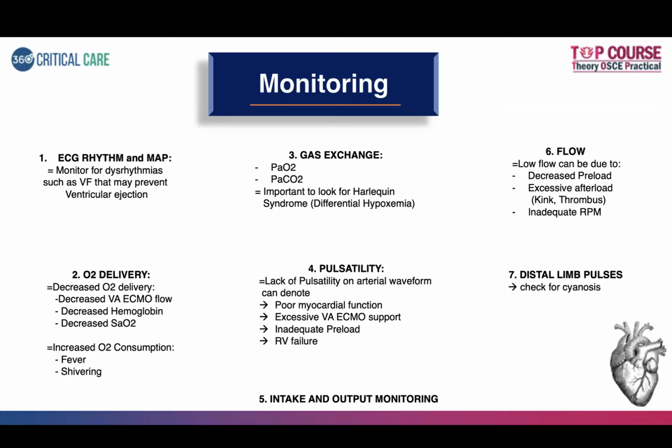And you always need to assess the distal limb pulses for cyanosis. Also, if there is a decreased pulse on clinical exam, then you need to do a Doppler assessment. Plus, you need to assess the limb for any discoloration. If any of those signs are there, you need to troubleshoot at the earliest to prevent further limb gangrene or any other associated complications.